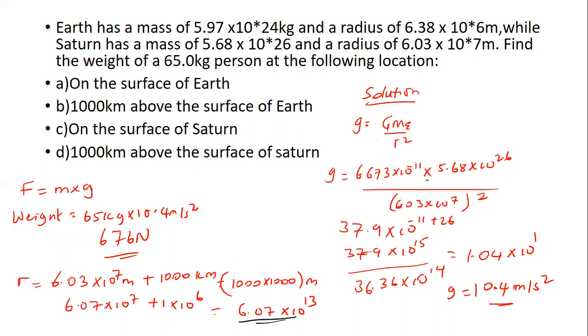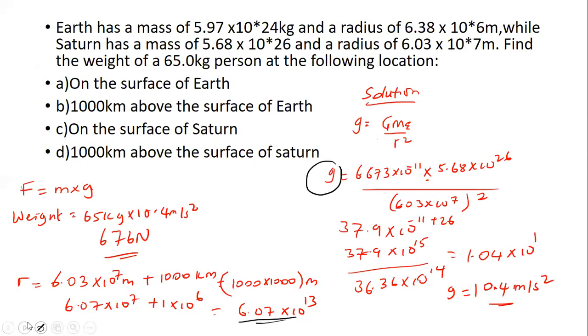So now you plug in the value. Remember that you're finding the weight. So the first thing you do is find the acceleration due to gravity when it's 1,000 kilometers above Saturn. So let's go to another page. Remember all these things. Now the radius is given to be 6.07 times 10 raised to the power 13.